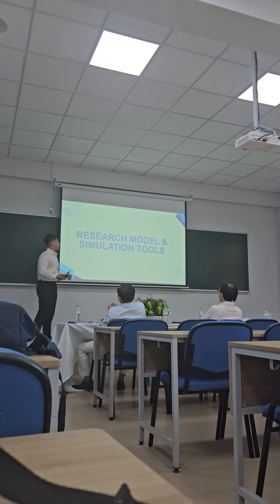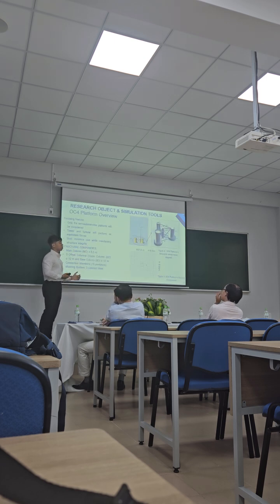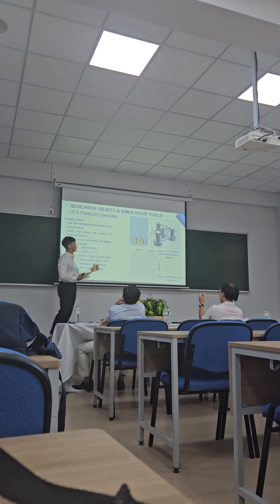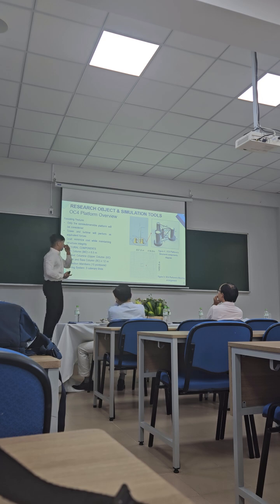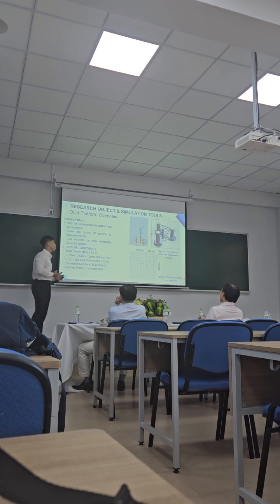For the research model, as I said before, we will focus on the OC4 distribution system, which is a 5 megawatt wind turbine developed by NREL. To streamline our project, we will only focus on the semi-submersible platform, and the tower and turbine will be transferred into equivalent forces. The reason for this approach and this model is that the OC4 distribution is a baseline model for a 5 megawatt floating wind turbine, and it is well documented and validated in the research community. And the semi-submersible platform is considered the most expensive part of the entire system, accounting for 35 to 40% of the total cost.